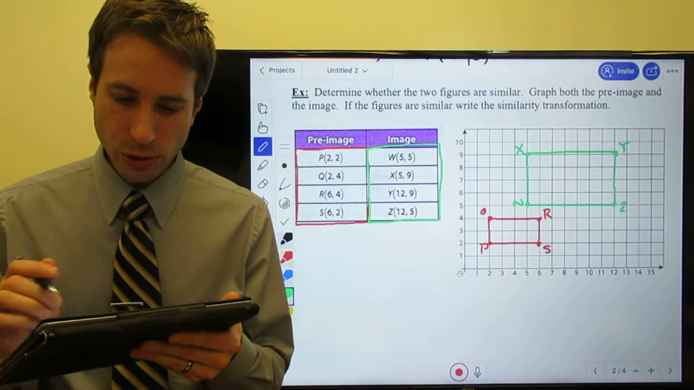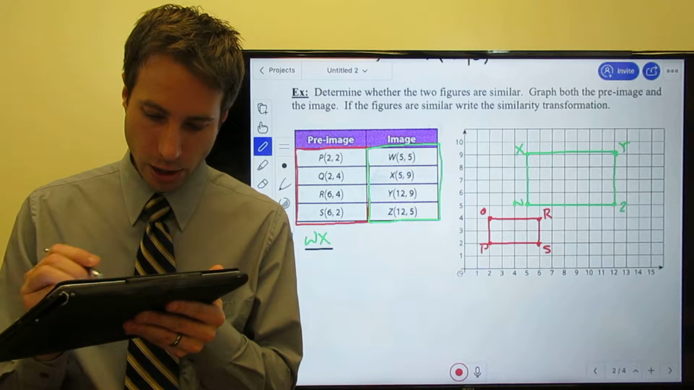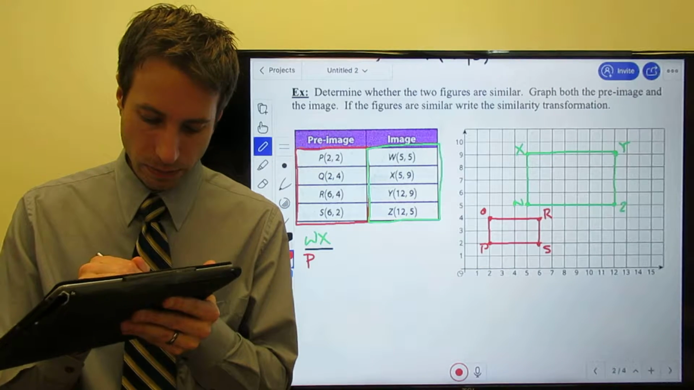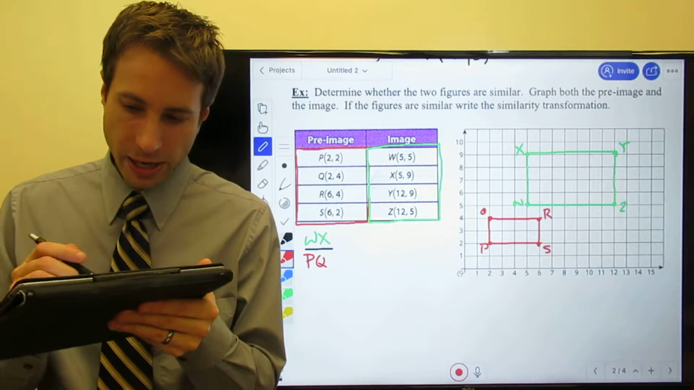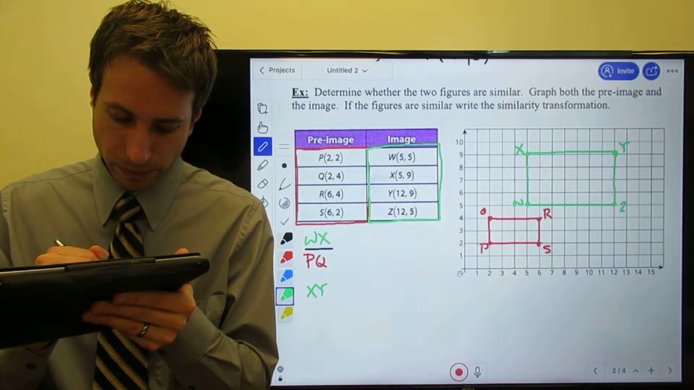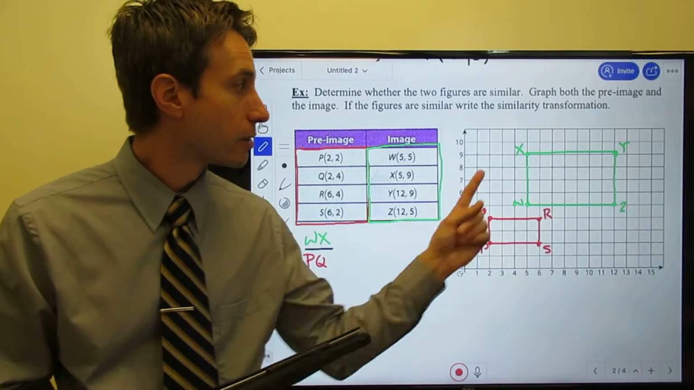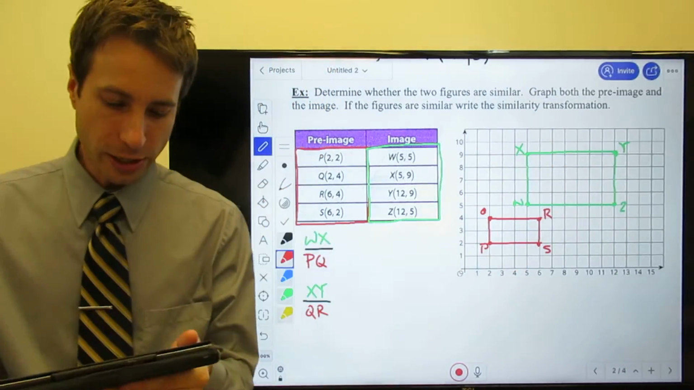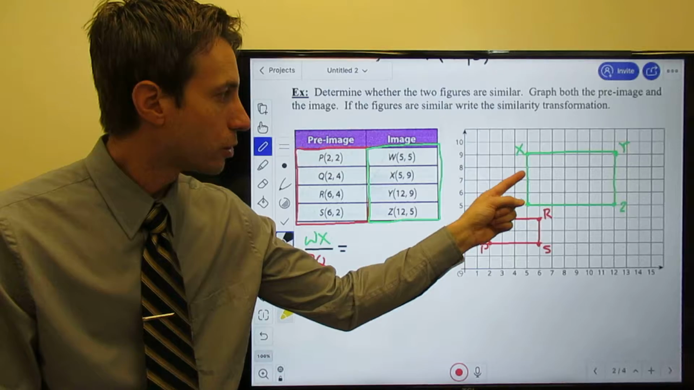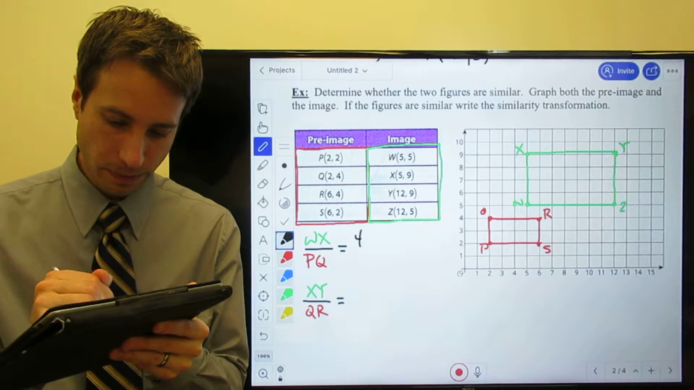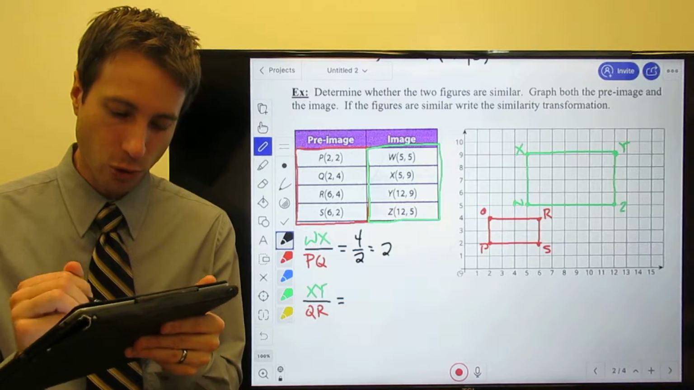Here we go. Let's do side WX, which corresponds with side PQ. Here's PQ. Here's WX. Those are corresponding sides. We can also then check side XY with its corresponding side, which is QR. Here's XY, here's QR. Well, let's check and see what we get. WX, 1, 2, 3, ooh, that's 4. PQ, 1, 2. Oh, well, that's not too terrible. 4 divided by 2, of course, is 2.